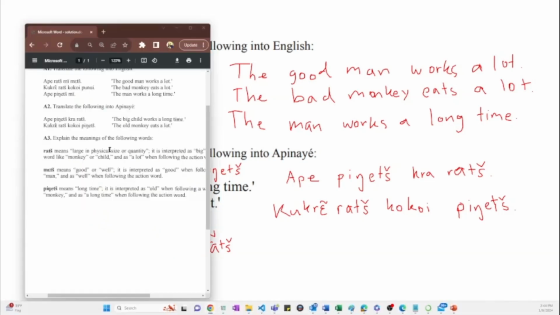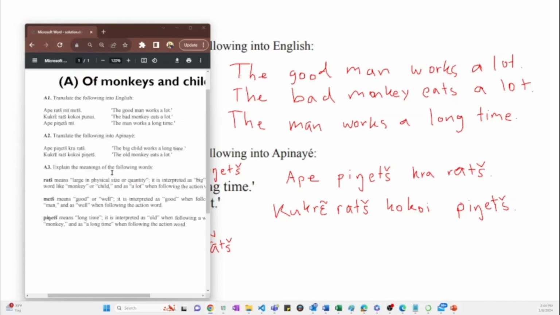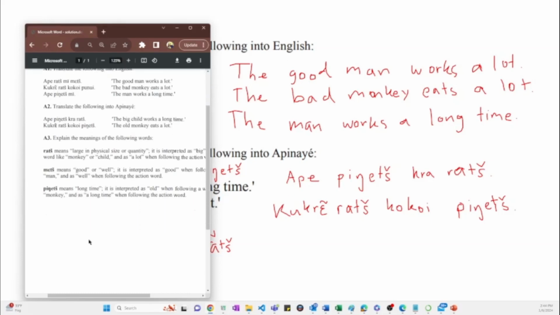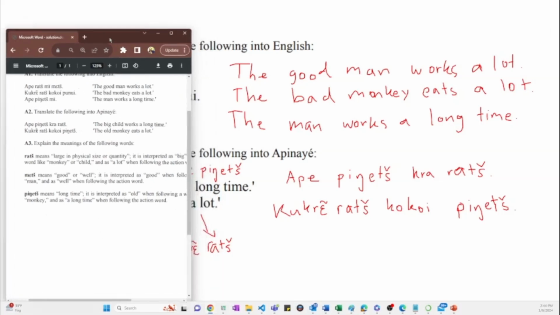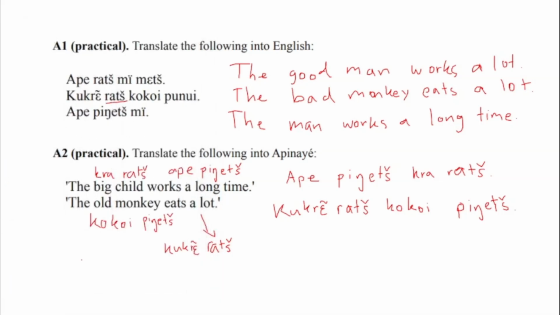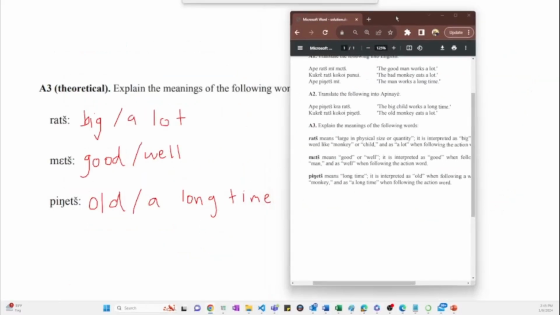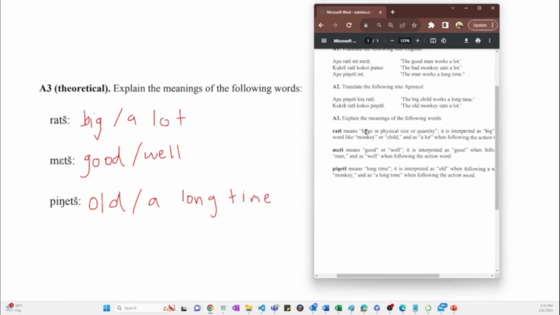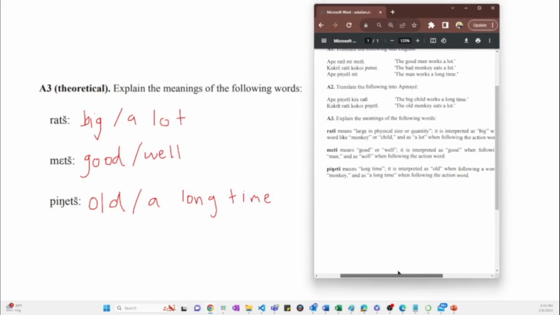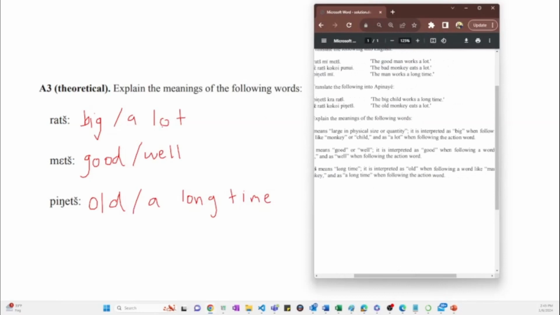Next we have kukre, rach, kokoi piñet. The old monkey eats a lot. Yep. Right. And now for our definitions, let's move to the next slide. So it says, rach means large in physical size or quantity. It's interpreted as big when following a word like monkey or child, and as a lot when following the action word. So that's basically what we covered.